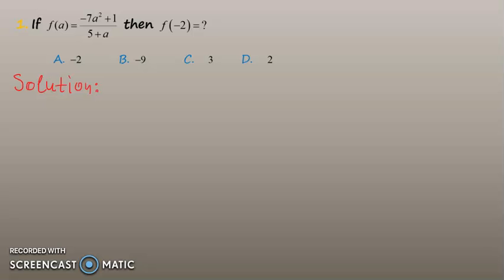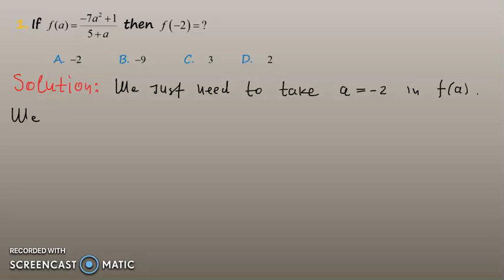We have f of a and we need to calculate f of minus 2. So we just need to take a equal to minus 2 in f of a. We have f of minus 2 is equal to negative 7 times negative 2 squared plus 1 over 5 plus negative 2.